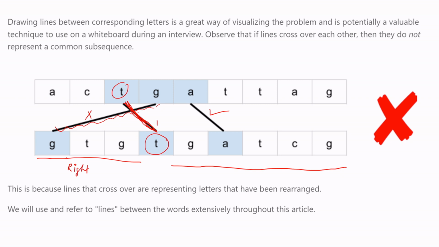So drawing lines between the corresponding letters is a great way of visualizing the problem, and is potentially a valuable technique to use on a whiteboard during an interview. So observe that if the lines cross over each other, it means what? This is not a subsequence, right? And if not, then it represents the common sequence. Because lines that cross over represent letters that have been rearranged, right? So we will use lines between the words extensively throughout the articles.